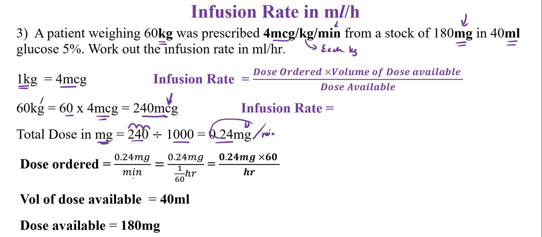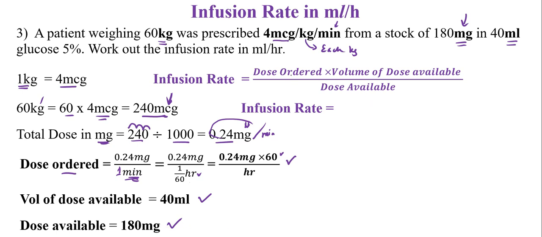So we need to change the minutes into hours. So we divide the 1 minute by 60 to change it into hours. The 60 becomes a numerator. So the dose ordered will be 0.24 milligrams per hour times the 60. The volume of dose available is 40 milliliters. Dose available will be 180 milligrams.